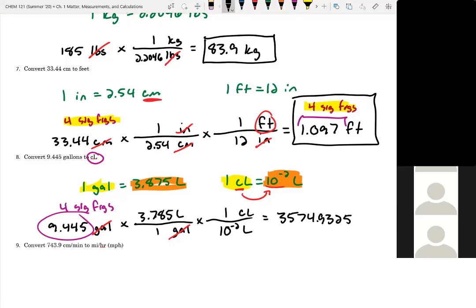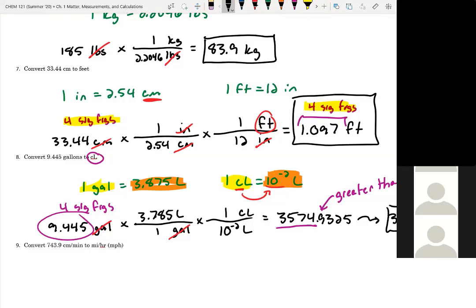$9,325, but like I said, this needs to be 4 sig figs, so this would be 3,575. So we need these 4 sig figs, but because this last value is greater than 5, we need to round up. So this would be the appropriate answer for this one. Make sense there? Give me a thumbs up.